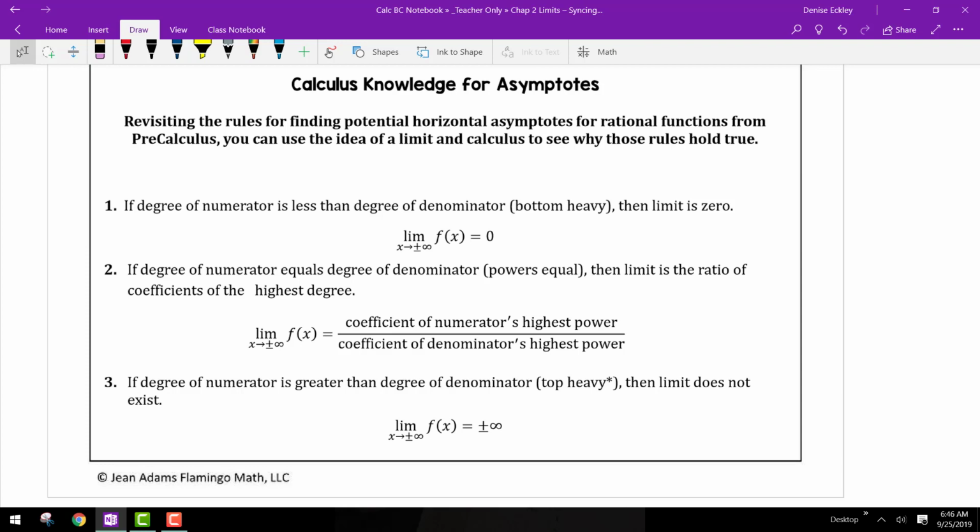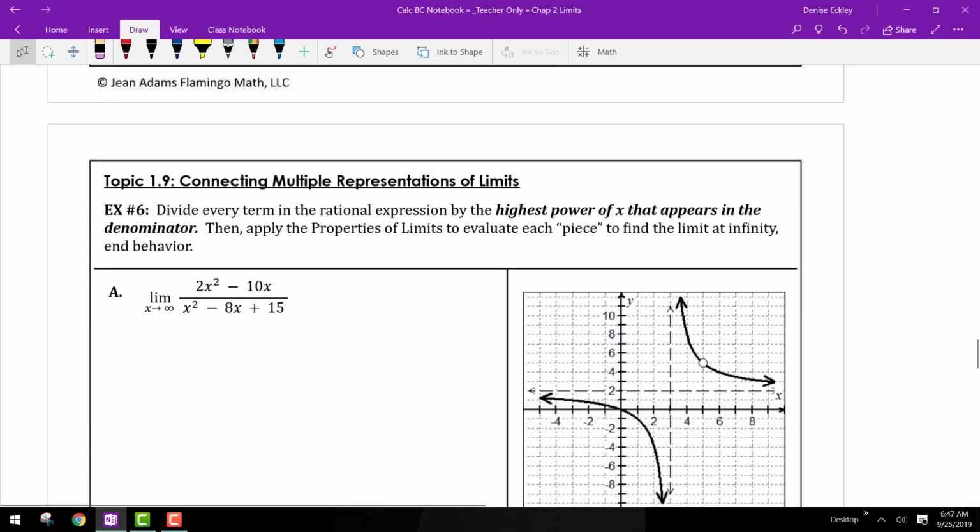If the degree of the numerator is the same as the degree of the denominator, then we have the ratio of the leading coefficients. So the limit as x approaches positive and negative infinity of f of x is the coefficient of the numerator's highest power over the coefficient of the denominator's highest power. And if the degree of the numerator is bigger than the degree of the denominator, we have an unbounded function. So the function could head towards positive or negative infinity as x approaches positive or negative infinity.